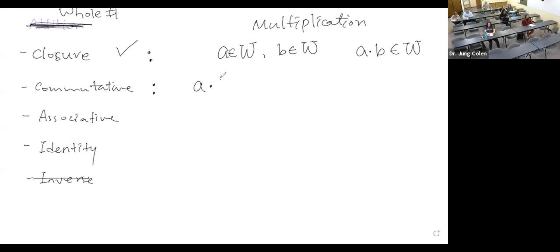So A times B equals, commute them. What do we get? B times A. Are they equal? Yes, they are equal. 2 times 4 is equal to 4 times 2. That's the commutative property. Nice. Associative property.